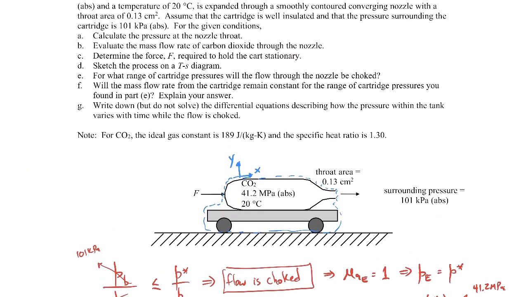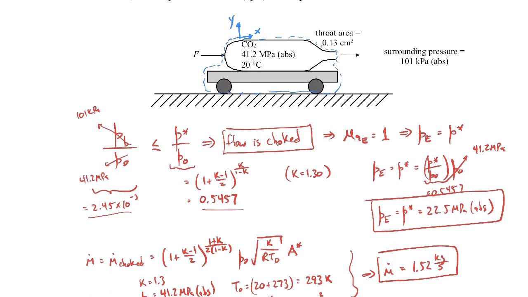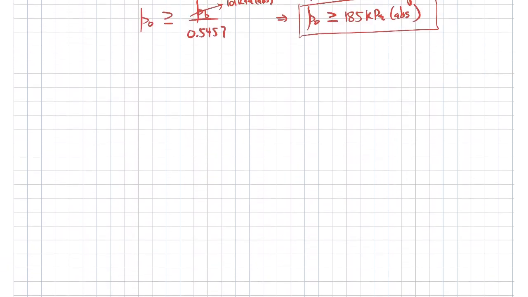Write down, but don't solve, the differential equations describing how the pressure within the tank varies with time while the flow is choked. So let's write those down. This is where things get pretty complex. So in order to find how the conditions inside the cartridge change with time, what we're going to do is apply conservation of mass to the same control volume that we used for the linear momentum equation. And I'm going to do this a little faster so this video doesn't take a huge amount of time.